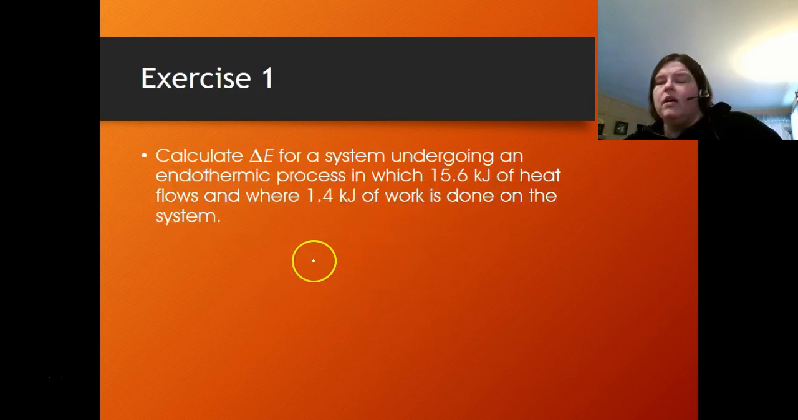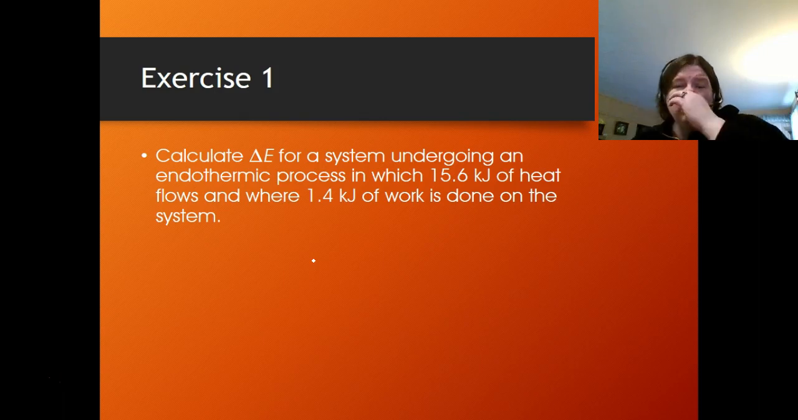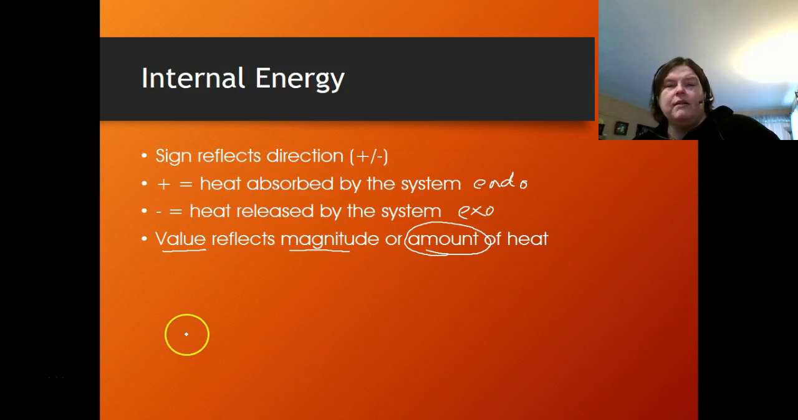So exercise 1 says, calculate delta E for a system undergoing an endothermic process in which 15.6 kilojoules of heat flows and 1.4 kilojoules of work is done on the system. It's really important that we take a step back for just a second. Remember what it said? Heat absorbed by the system, heat released by the system. We have to go back to our Q and W.